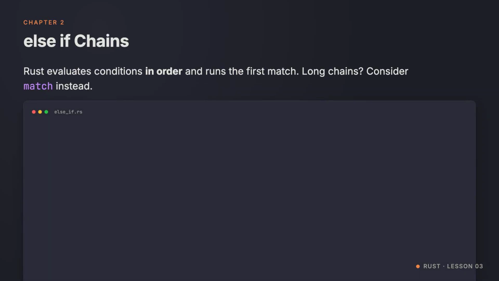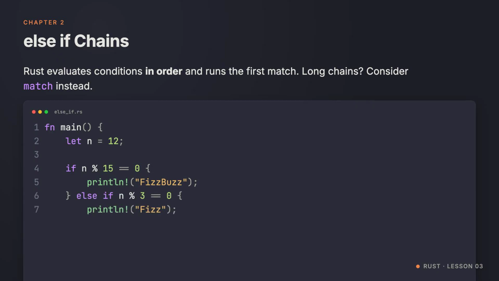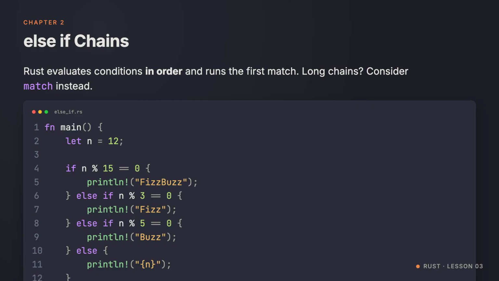When you need to test multiple conditions, you can chain them together with else if. Rust evaluates each condition in the order you write them, top to bottom, and runs the first block whose condition is true. Once a branch matches, the rest are skipped entirely. The remaining conditions never even get evaluated. If none of them match, the final else block runs as a fallback. Every else if is itself optional, and so is the final else.